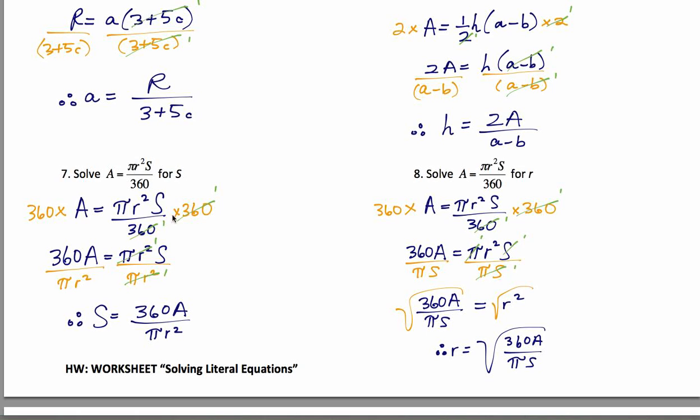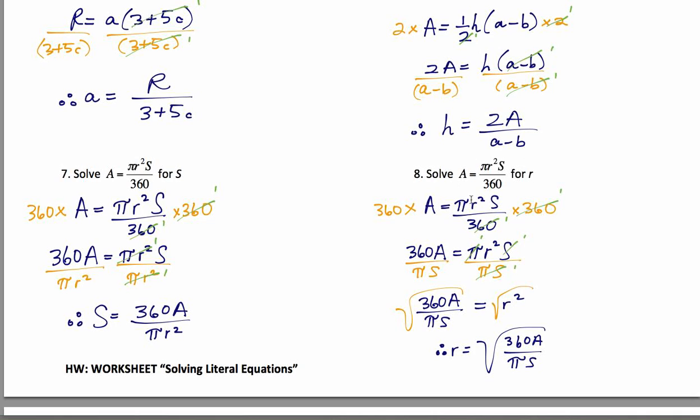And if we want to isolate s, we can see that s is just being multiplied by pi and r squared, so we can divide both sides by pi r squared. And pi r squared divided by pi r squared gives you 1. And 360a over pi r squared will be our s, will be our expression for s.